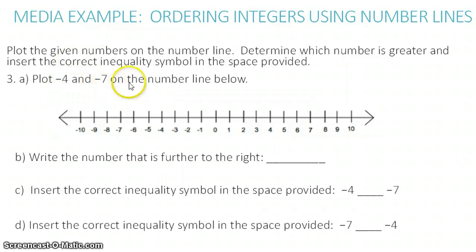Plot -4 and -7 on the number line below. So here's -4 and here's -7. The number that is further to the right would be -4. And again, the number 7 without the negative sign is larger. It has a larger magnitude, but it's to the left of -4. So -4 is going to be greater than -7, and -7 is going to be less than -4.